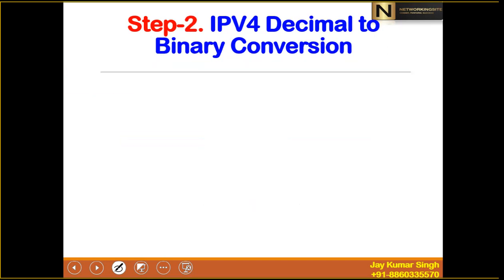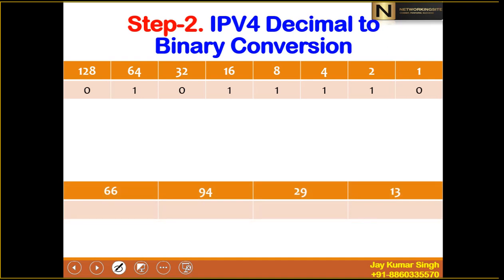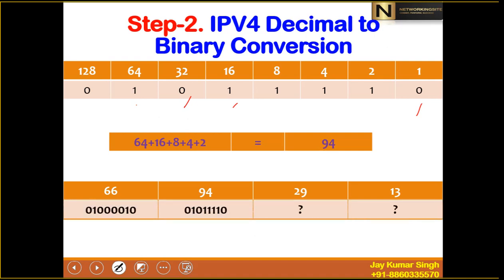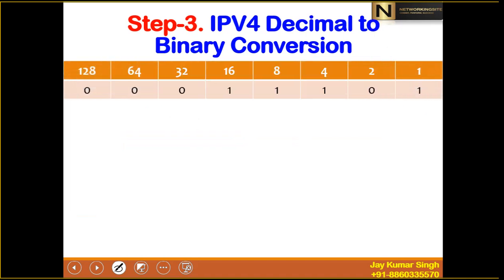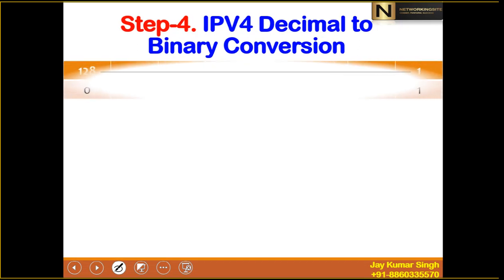So the second step is for 94. 94 is like this: 64, 16, 8, 4, 2 to make 94. So the number where it is matching, that will be 1, and the number where it is not matching, it will be 0. Now 29. After that we have 13.